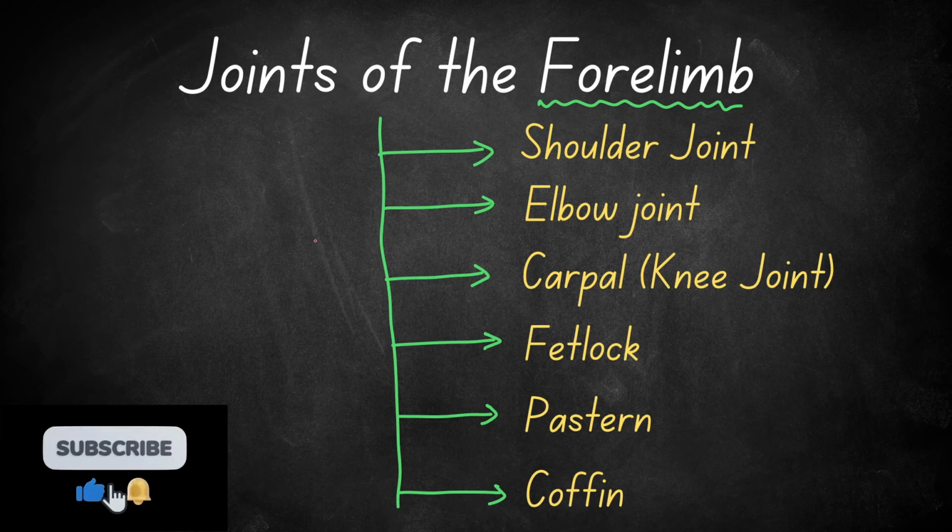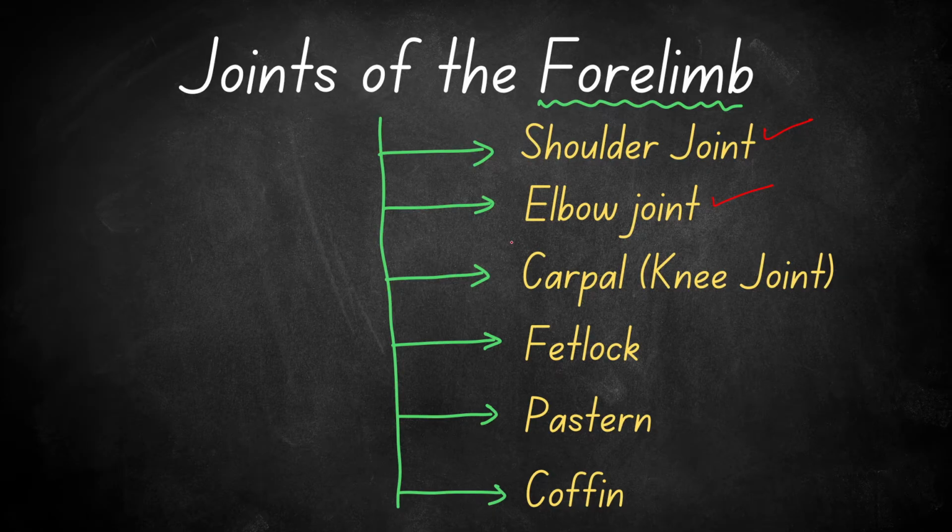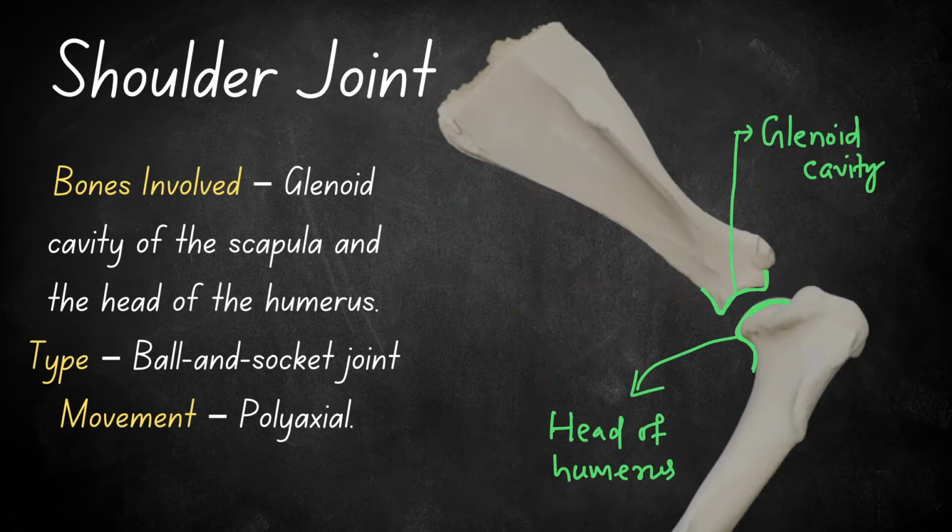So today we will start joints of forelimb. In the forelimb, you will find the following joints: shoulder joint, elbow joint, carpal or knee joint, fetlock joint, pastern joint, and coffin joint. So we'll discuss one by one. So first, we should start with shoulder joint.